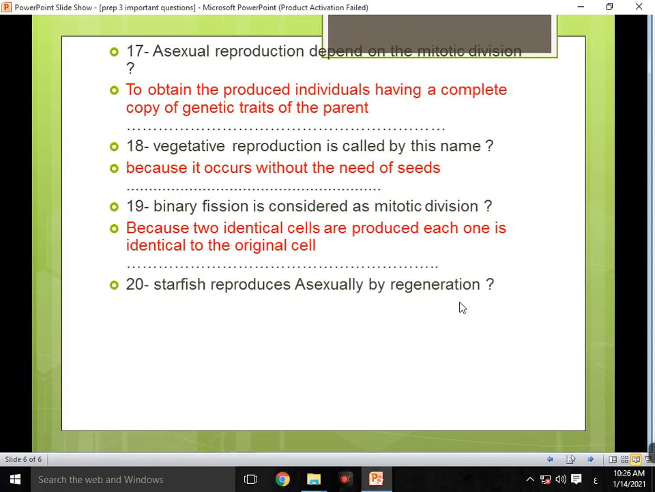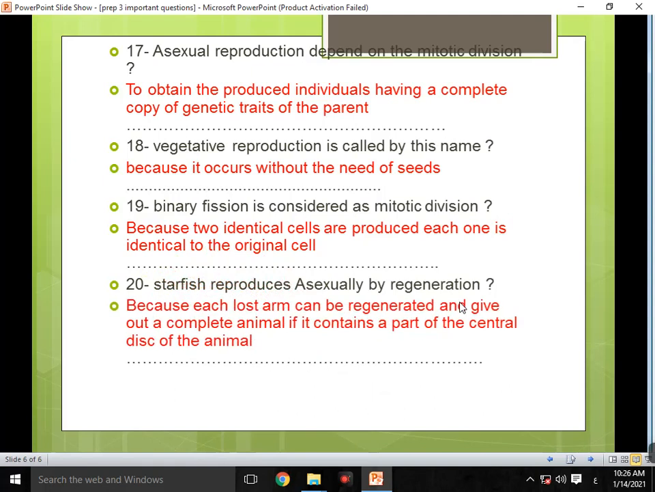20. Starfish reproduces asexually by regeneration because each lost arm can be regenerated and give out a complete animal if it contains a part of the central disc of the animal. So we have a condition here that the lost arm must have a part of the central disc of the animal.